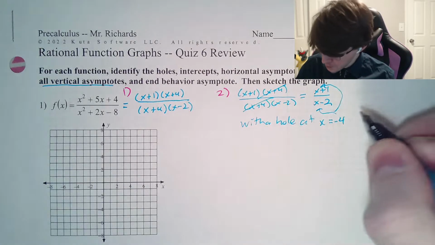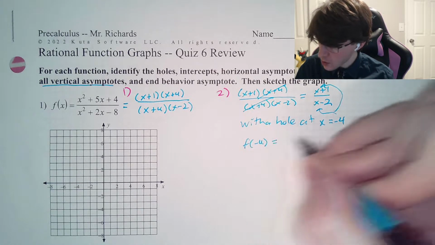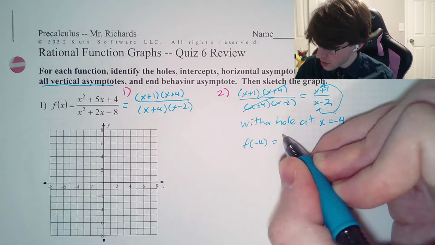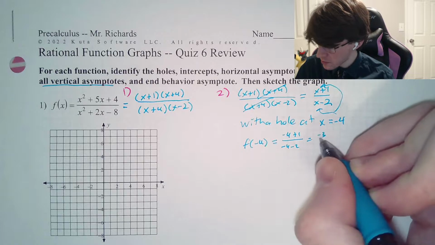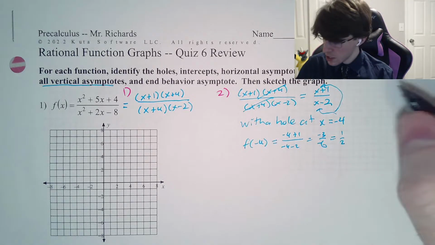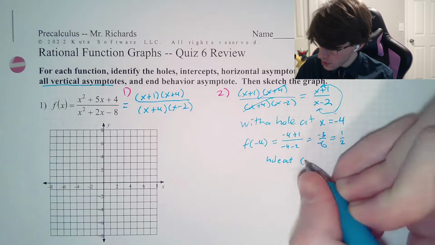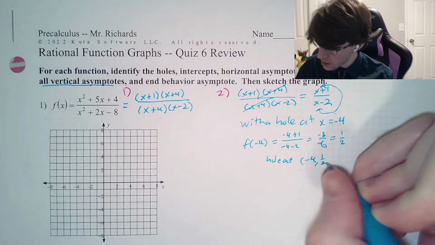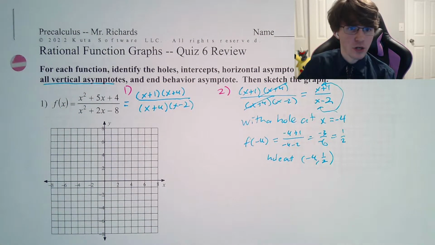So you're going to say that f of -4, what it would have been if you could have, would be -4 plus 1 divided by -4 minus 2, which is -3 over -6, or simply a positive half. So you have a hole at (-4, 1/2). There we go with step number 2.